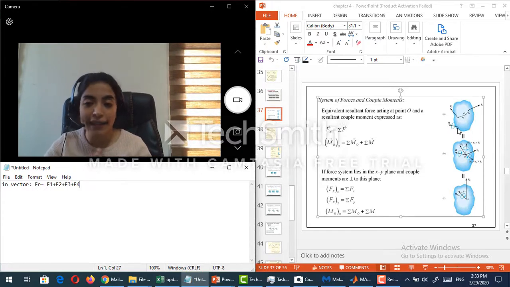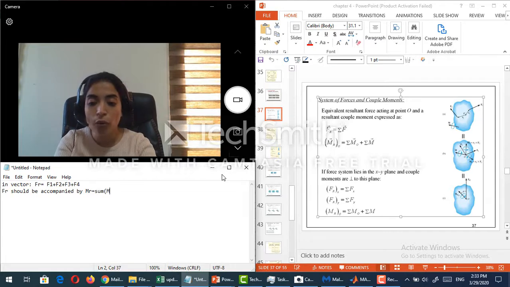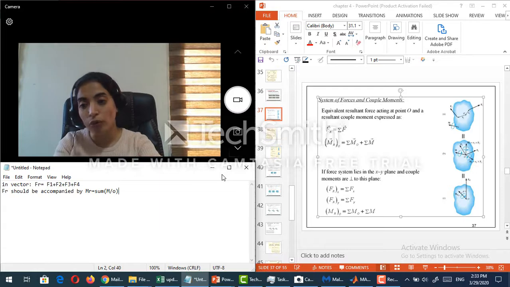So if I have any external moment, I should add it to M resultant of the moments of all these forces. So basically, F resultant should be accompanied by M resultant that is equal to the sum of all the moments of all the forces, of course, around O, plus any external moment caused by any couple of forces.